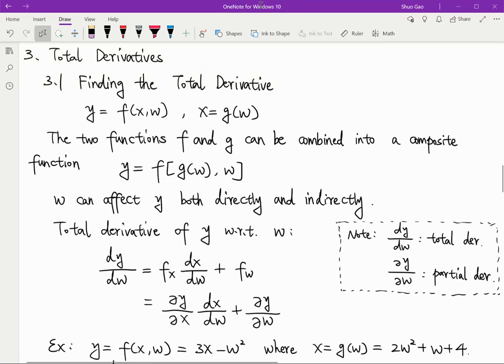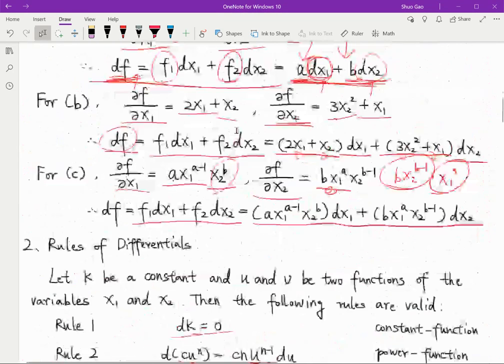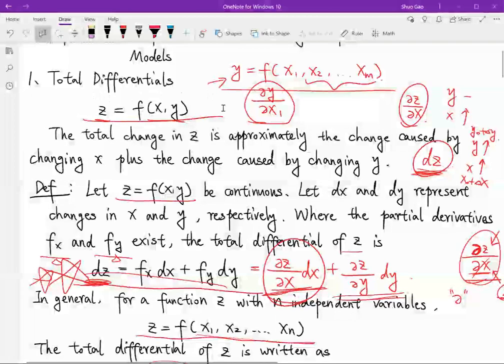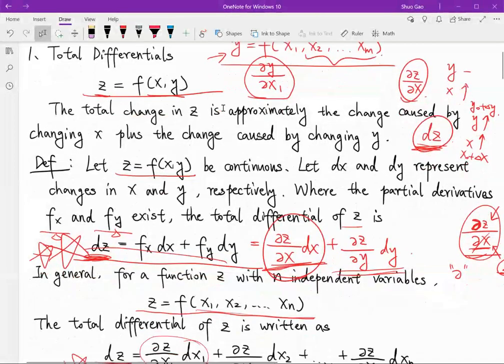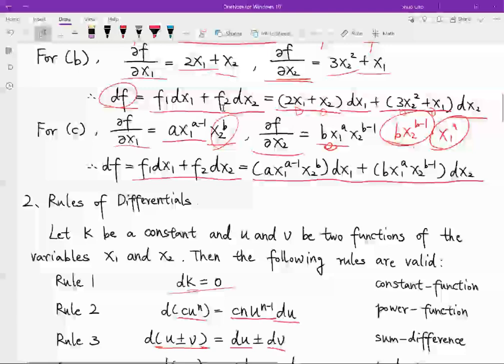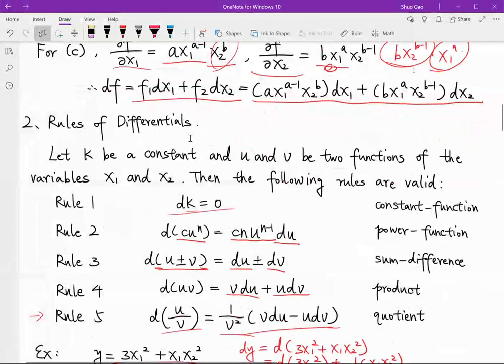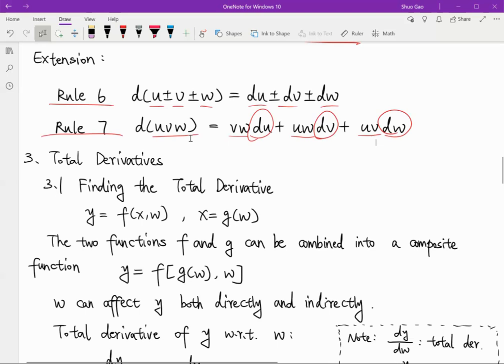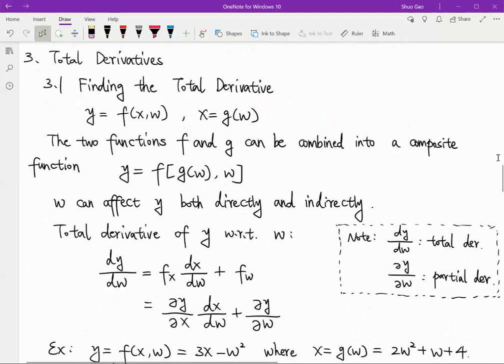So next, let's talk about the total derivatives. The things we talked about before are called total differentials, right? Here we talk about the rules of differentials. Now, total derivative is another thing, but it's really closely related to total differentials.